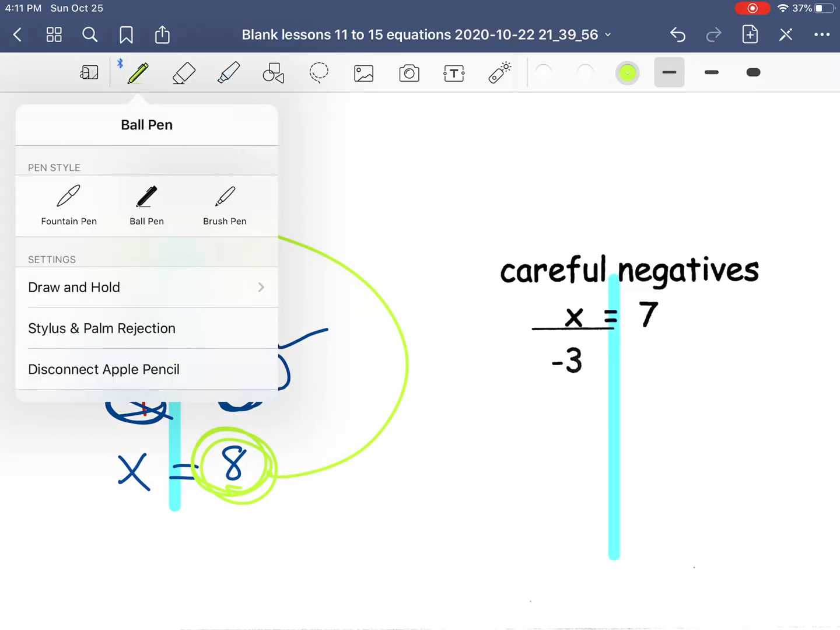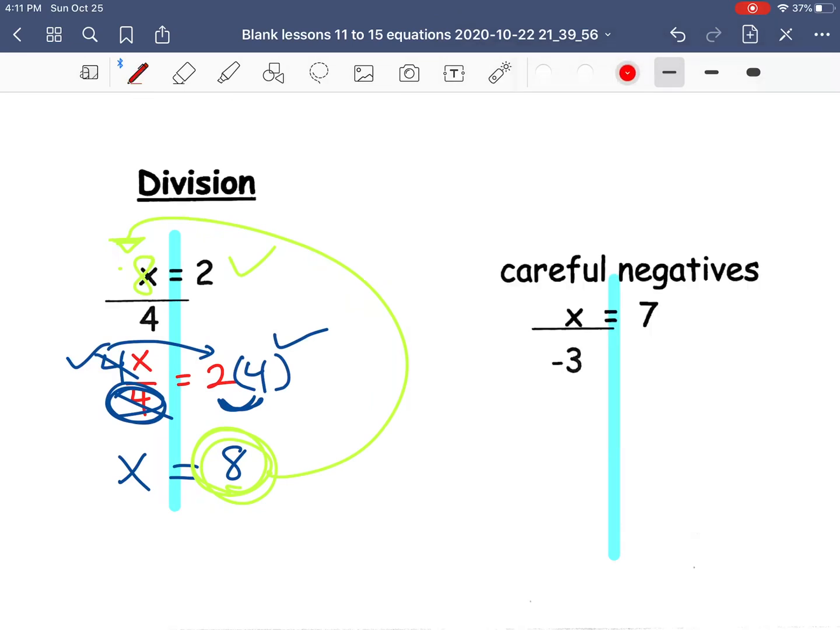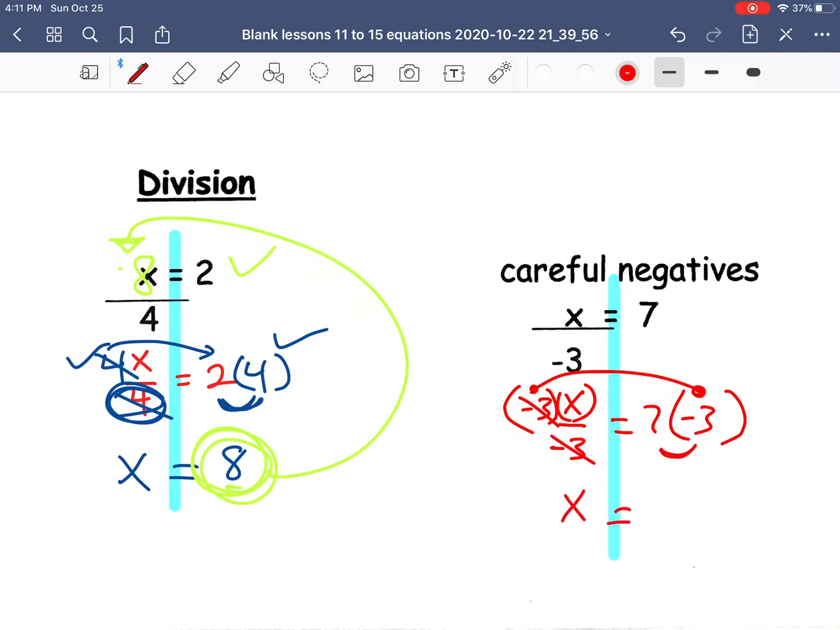Again, just be careful with your negative 3. So the opposite of negative 3 division would be multiplying by negative 3 on top. Same thing on this side. So if you multiply on this side, you have to do the same thing on this side. So negative 3 divided by negative 3 is x, 1x. 7 multiplied by 3 would be 21, and it's actually a negative 21.